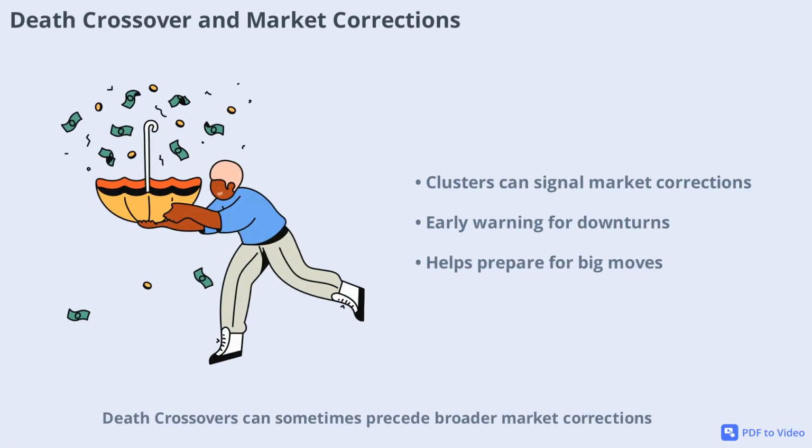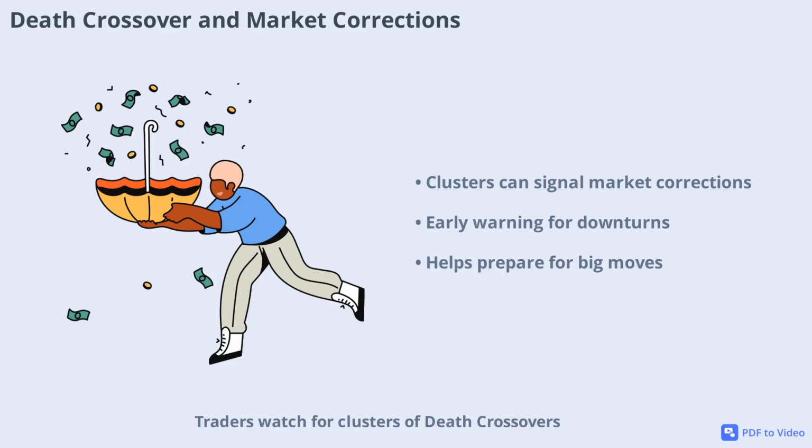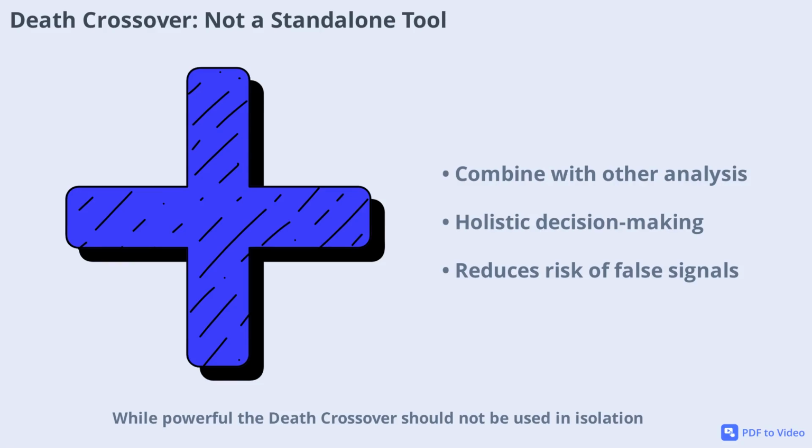Death crossovers can sometimes precede broader market corrections. When multiple stocks show this pattern, it may signal a shift in the overall market trend. Traders watch for clusters of death crossovers as an early warning of potential downturns, helping them prepare for larger market moves. While powerful, the death crossover should not be used in isolation.